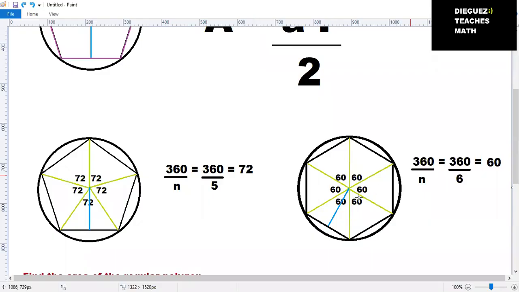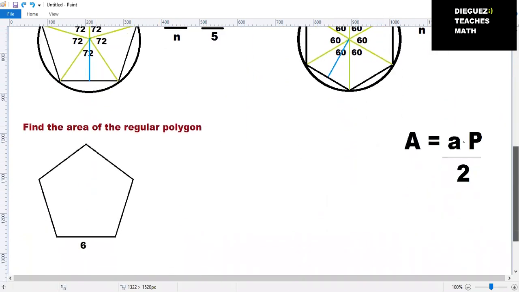So you should have gotten 60 degrees for each of the triangles. You should have been able to create 6 triangles and should have done 360 over 6, which gives you 60 degrees. Now, why is this important? Well, sometimes we're going to need to use this to figure out what the apothem is. Okay, so we're going to go ahead and move on to an actual example.